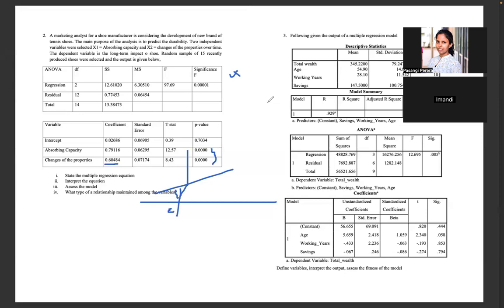So that means either from the F or P values, or from the R squared value. Okay.